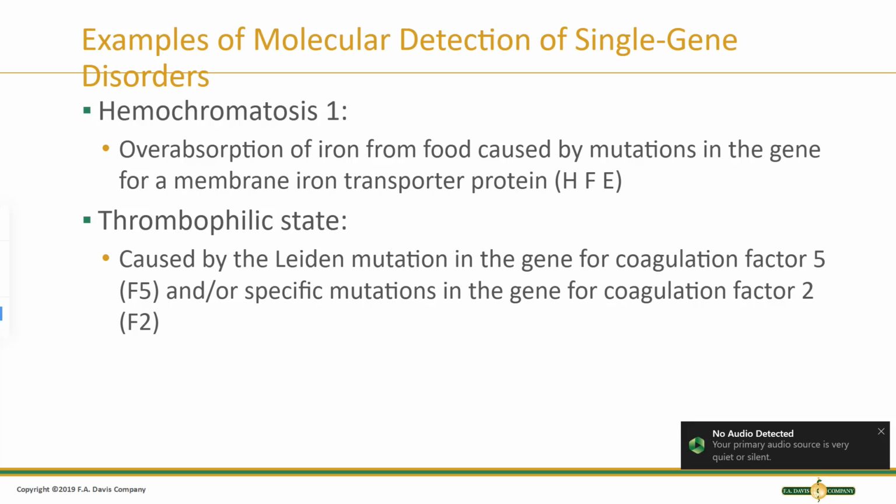Hemochromatosis 1, overabsorption of iron from food caused by mutations in the gene for a membrane iron transporter protein, HFE. Thrombophilic state caused by the Leiden mutation in the gene for the coagulation factor 5, F5, and/or specific mutations in the gene for coagulation factor 2, F2.